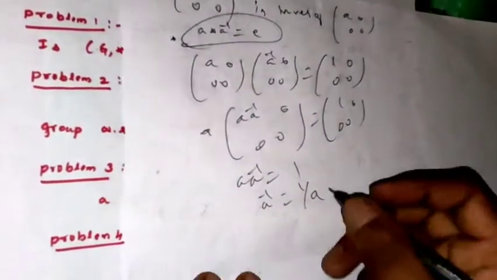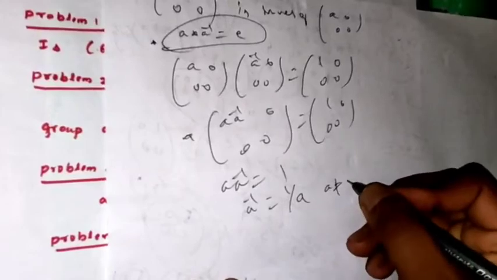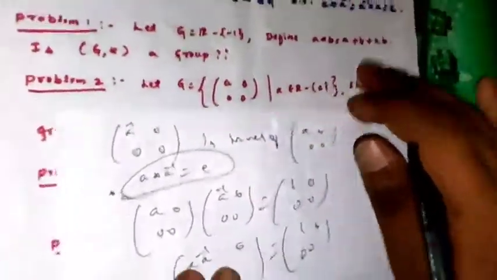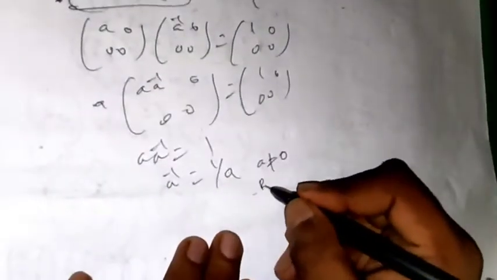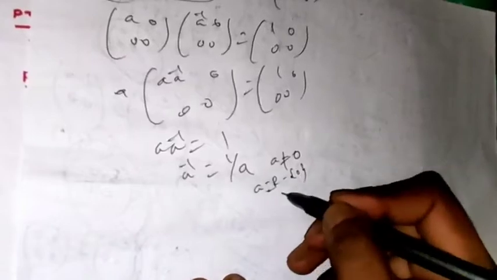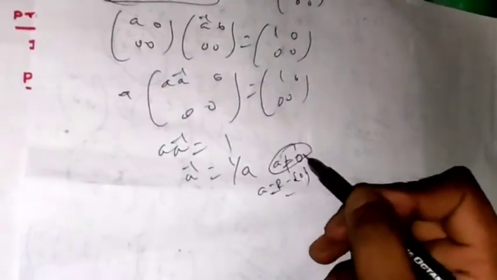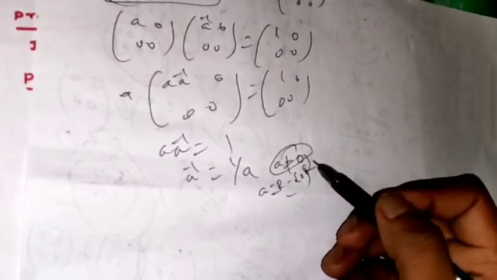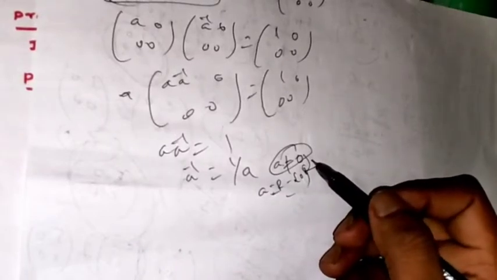Okay, and here A is not equal to 0 because they gave the condition R minus except 0. That means A belongs to R minus except 0. This is the meaning. A not equal to 0 means except 0 we can take any values of R. Okay, R minus except 0.